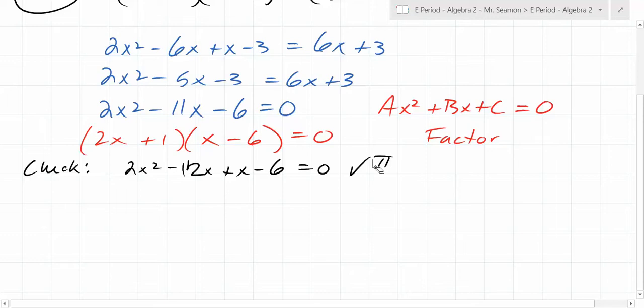It is. I'm writing pi instead of a smiley face. I don't know why. It is a smiley face like that. Okay.